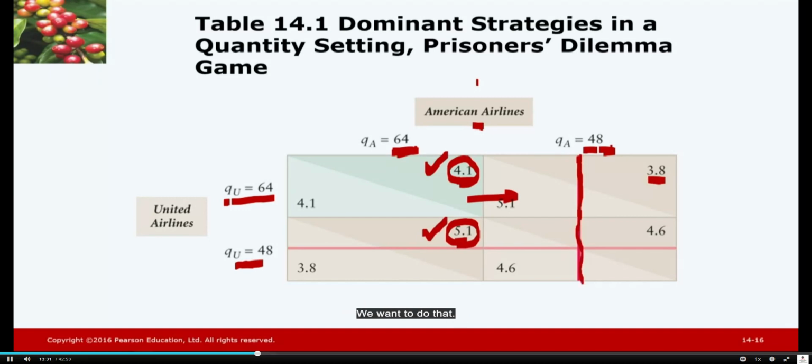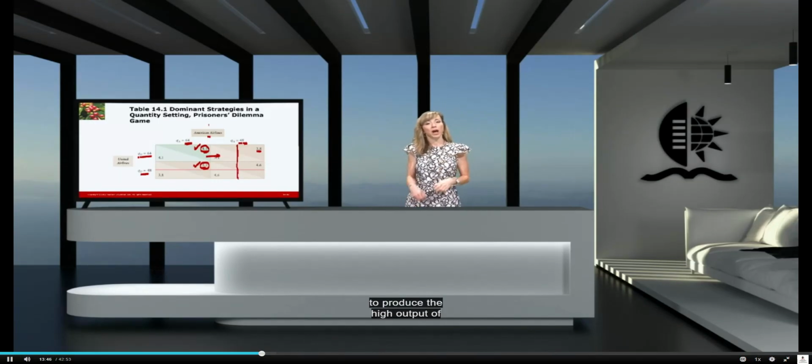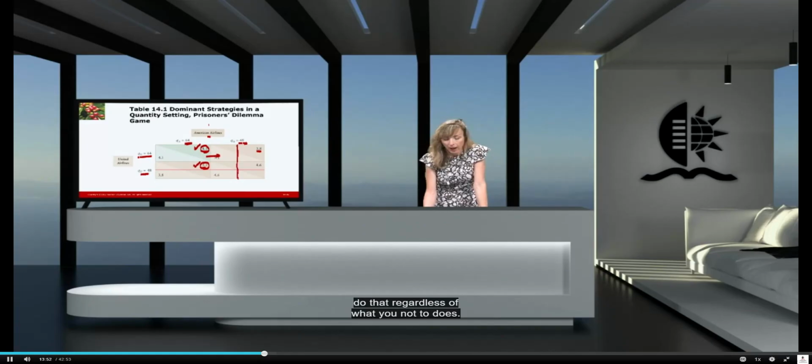We won't do that. So we find that American Airlines actually has a dominant strategy. Even with all this uncertainty, we don't know whether United is going to choose a high or low output, American Airlines has a dominant strategy to produce the high output of 64. In both instances, it will do that, regardless of what United does.